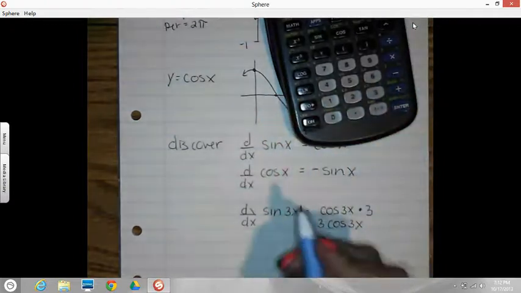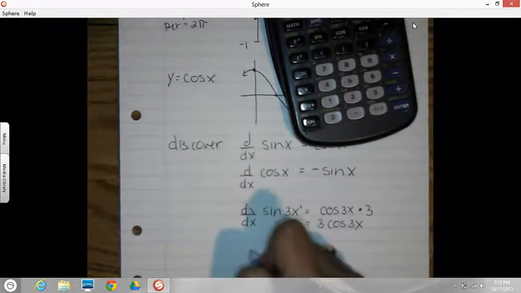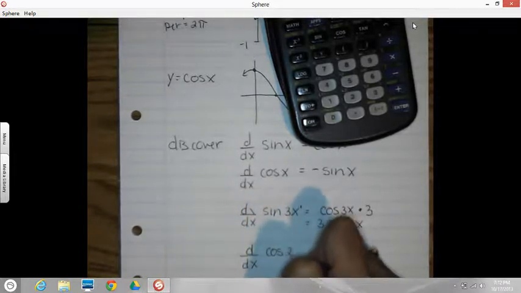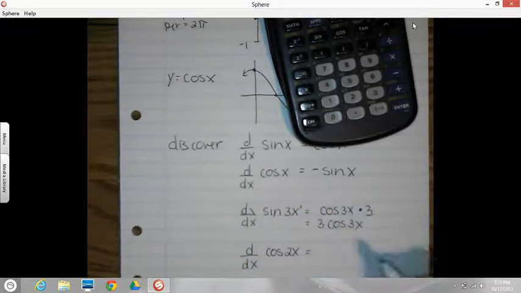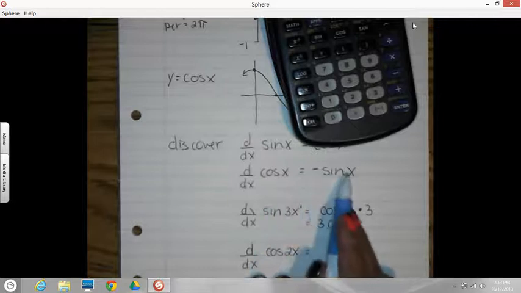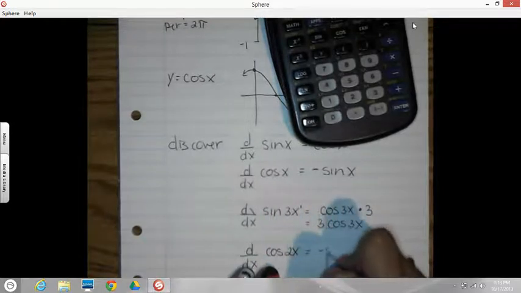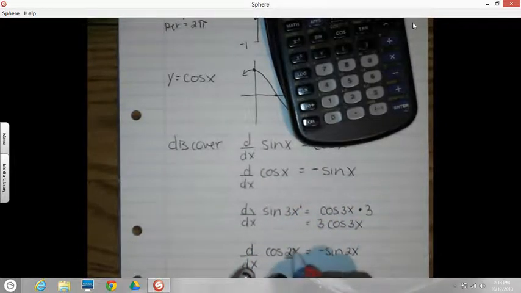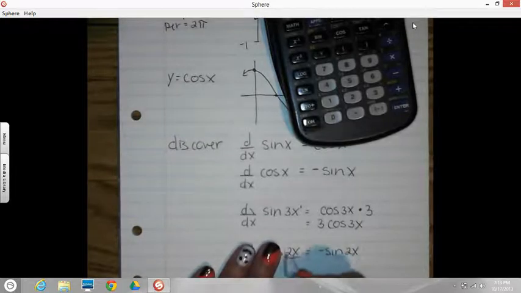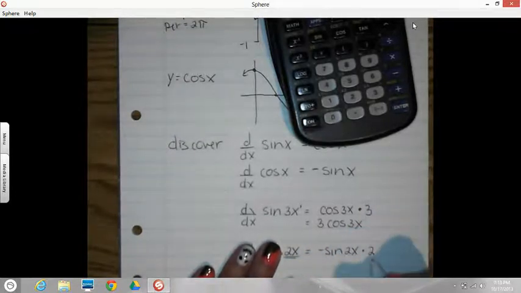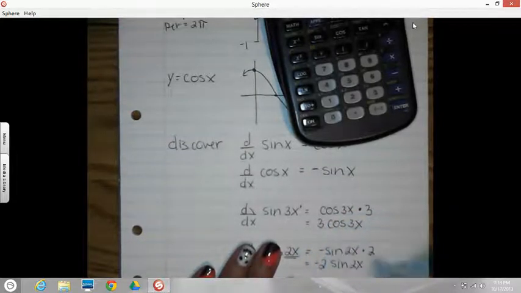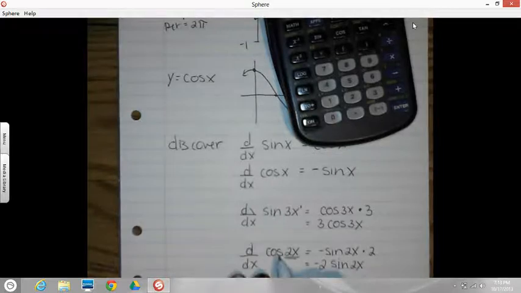And let's just check and make sure that the same thing is true with cosine. The derivative of cosine 2x, we think would be, first of all, the derivative of cosine is negative sine, so we think it's going to be a negative sine. Always keep the angle the same, never change it. And we think it's going to be times the derivative of just the angle, and the derivative of 2x is 2. If I bring that 2 to the front, times the negative 1 that I've got there, I've got negative 2 sine 2x.